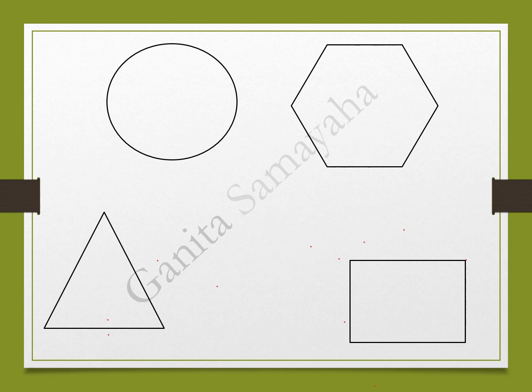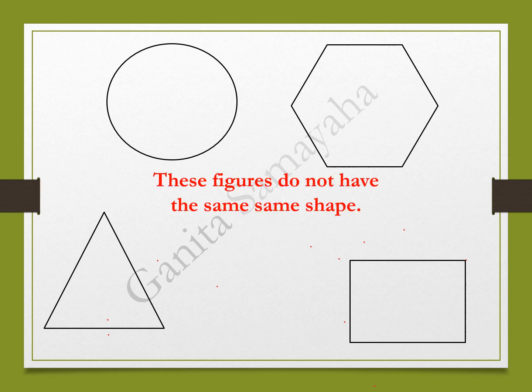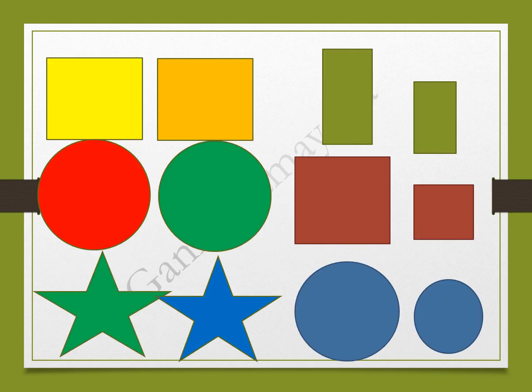Now, we have got a few more figures here on the screen. Are they similar? No, not at all. They don't have the same shape at all. Consider a circle and a triangle. They are not of the same shape. So also a hexagon and a rectangle and so on. So the figures that do not have the same shape are not similar figures. Is that clear, children? Okay.